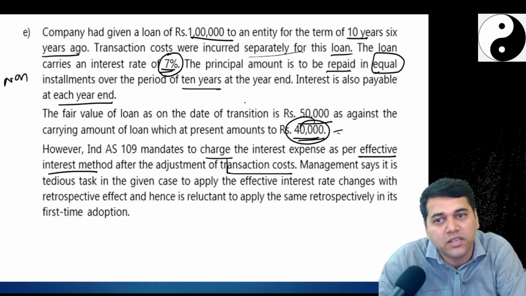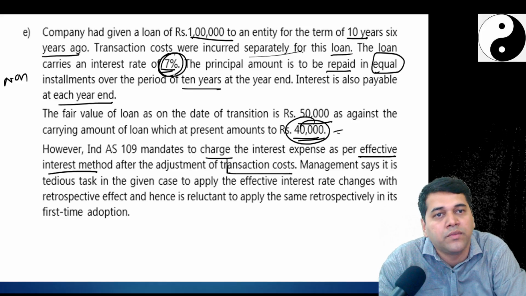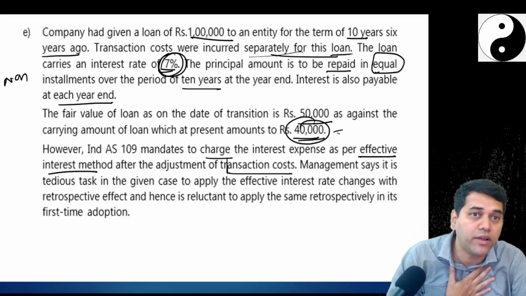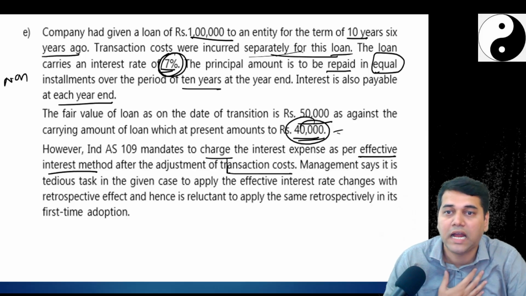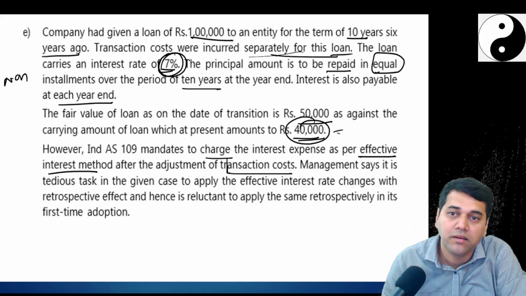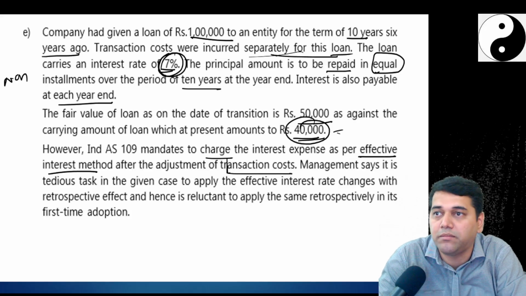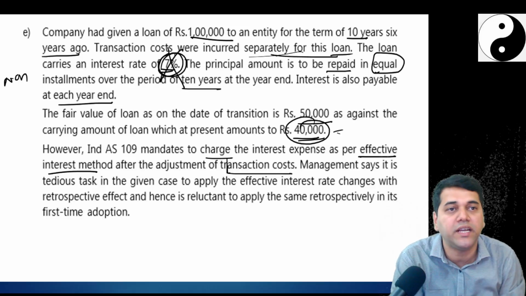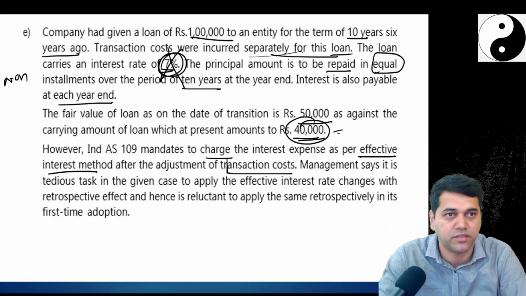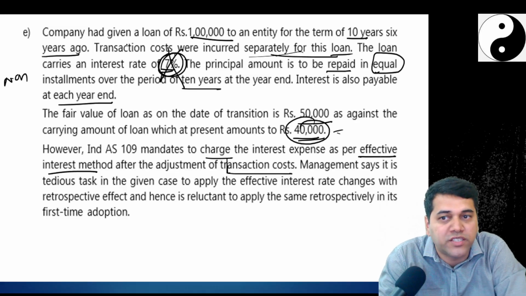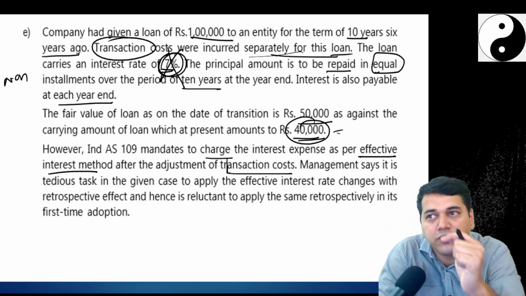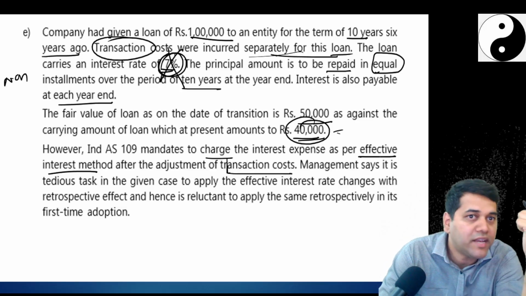No, because here interest is charged at the rate of 7%, and the transaction cost they must have charged to the P&L account. What would I have done? I would have charged interest with the change in the EIR. My EIR would not have been 7. For the time being, let me assume that it is a market rate. If it was at a market rate, my EIR is 7%. What would I do with this transaction cost? Adjust it with this loan. The moment I adjust it with this loan, my EIR is going to change, increase.